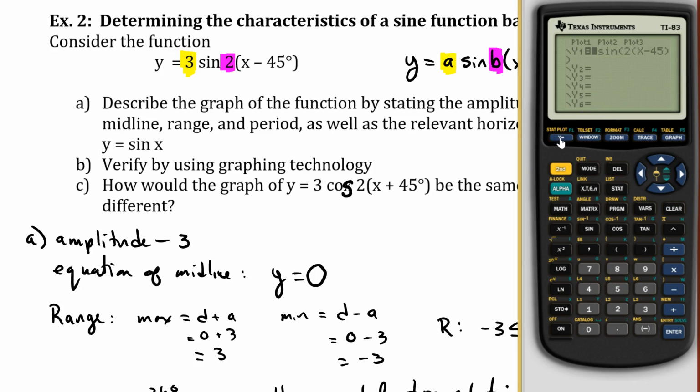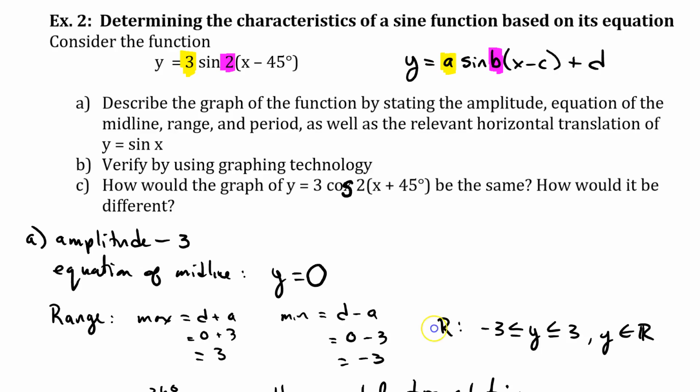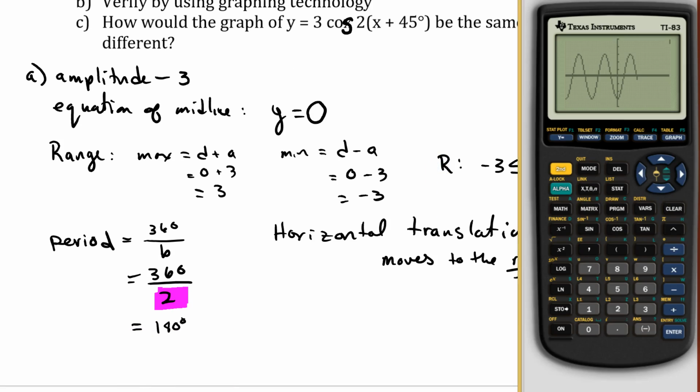We're going to change them to window. I'm going to go down to -4. Let me see it. Alright, so the full range here is from 3 to negative 3. So we got the range. We're saying the equation of the midline is 0. Yep, half is above, half is below. The amplitude, the distance from the midline to the max or the midline to the min, is 3. That's true. 1, 2, 3. Good. The period is 180.